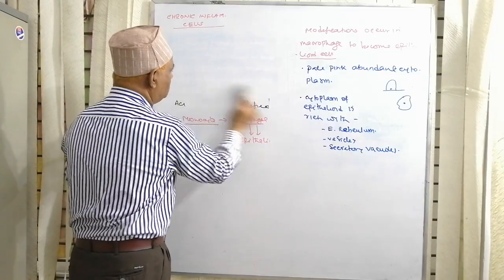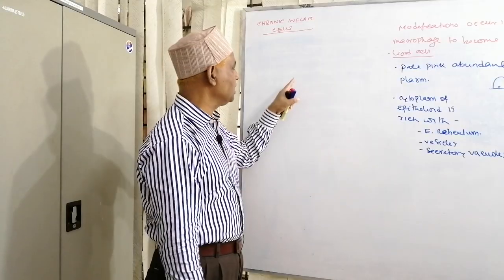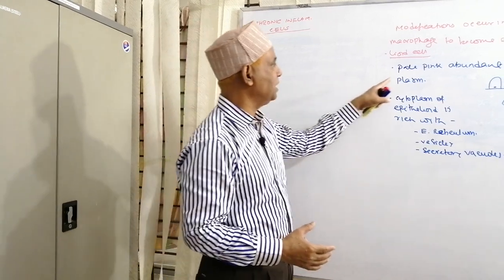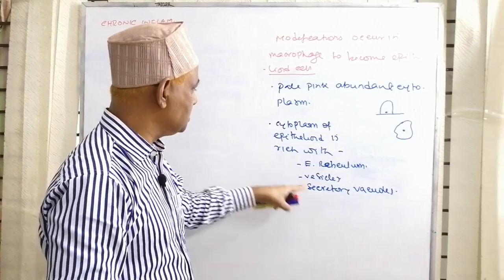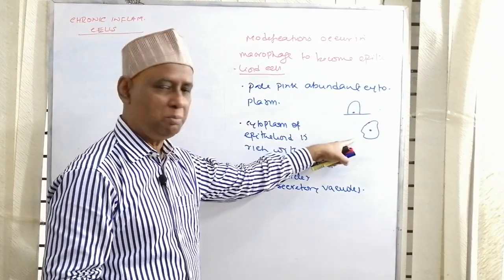Secretory vacuoles. Our epithelial cells are secretory. We don't get such type of secretions from the macrophage. When the macrophage is modified like this, the modified macrophage becomes secretory because it contains secretory vacuoles, vesicles, and endoplasmic reticulum, like that of the epithelium.